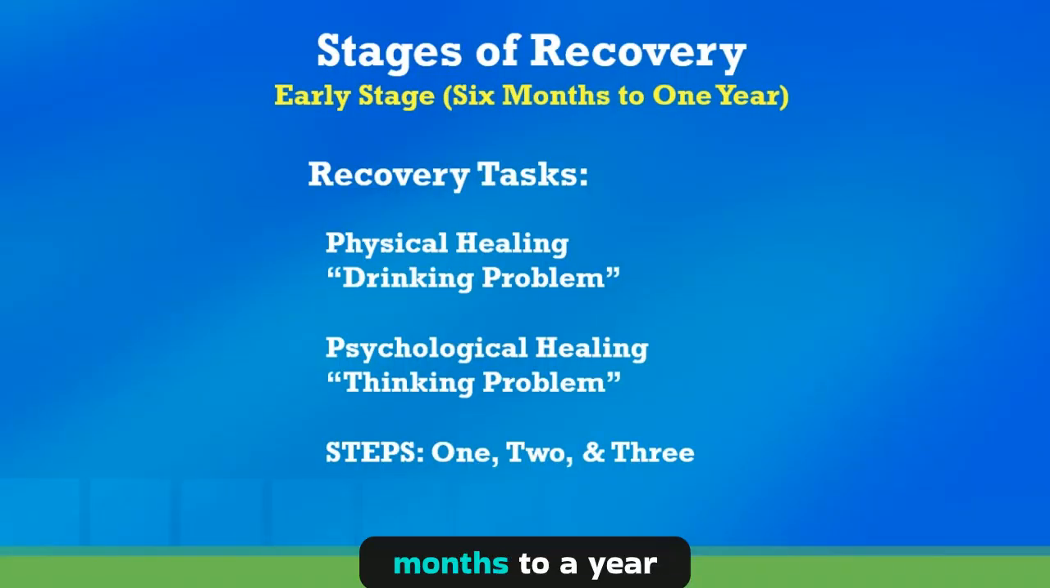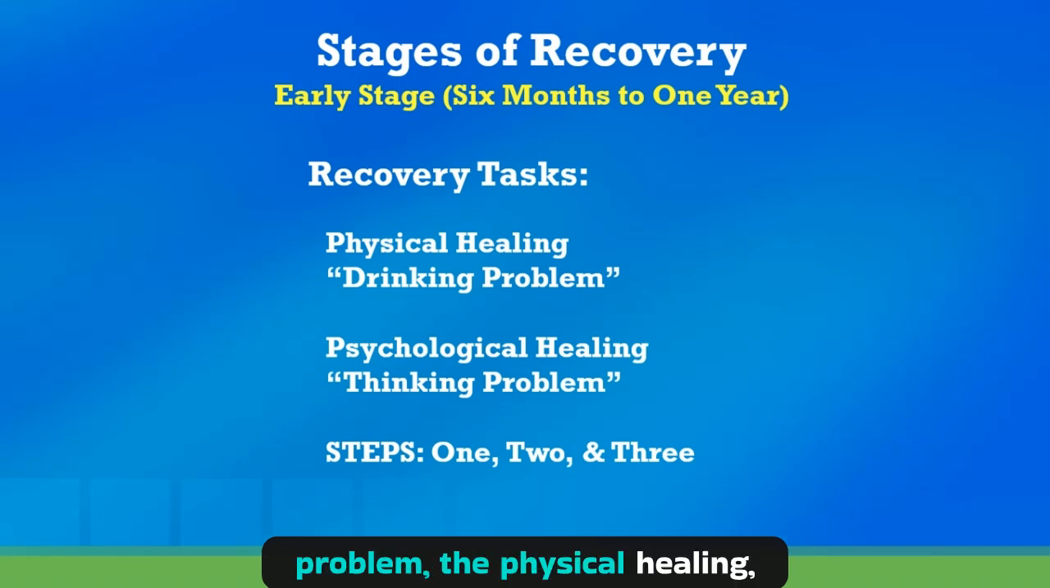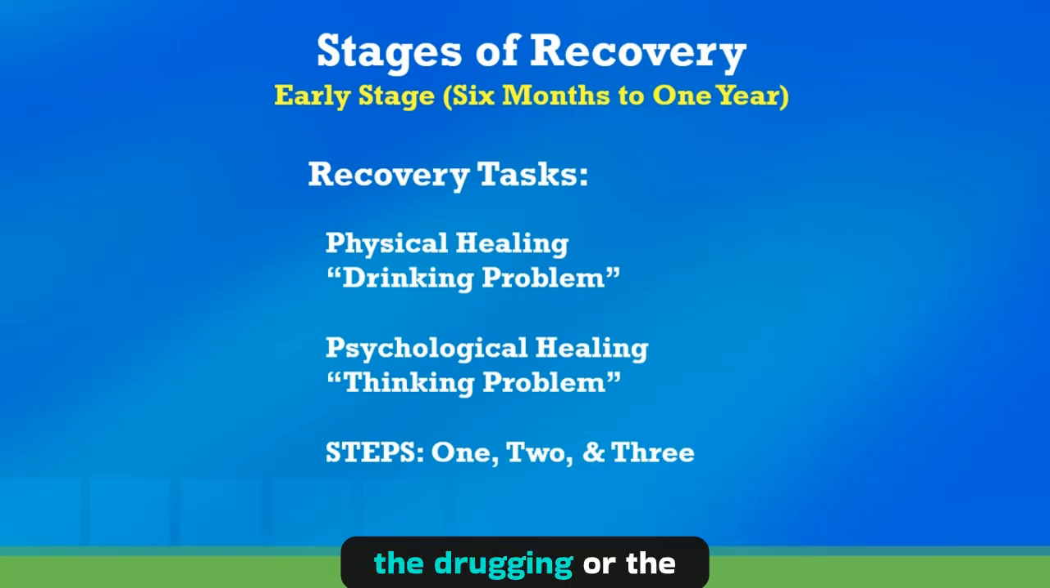Somewhere around 6 months to a year, the tasks are to deal with the drinking problem and the thinking problem, the physical healing, getting over the withdrawal syndrome, healing up the physical damage associated with the drinking or the drugging or the gambling and the stress and different kinds of physical problems that come up with addiction, giving our body time to heal, giving it the right kind of diet, sleep, and exercise.